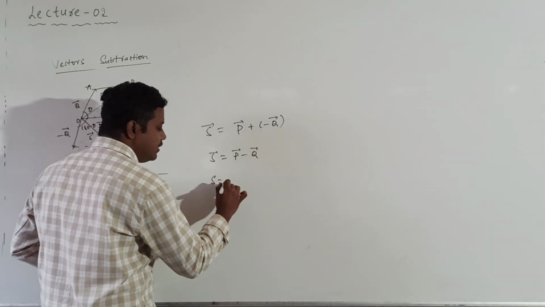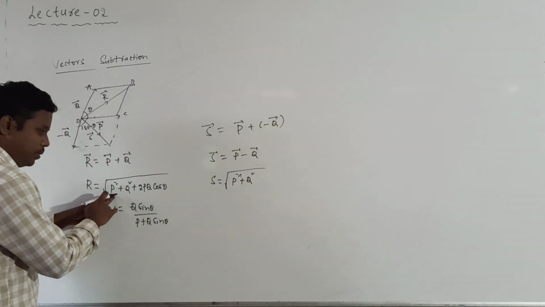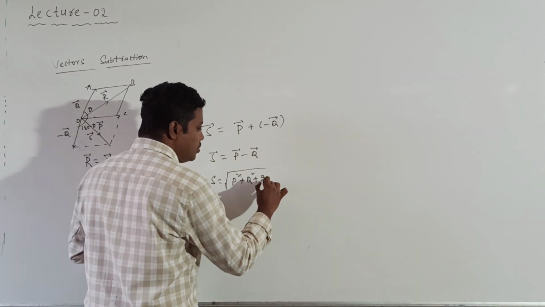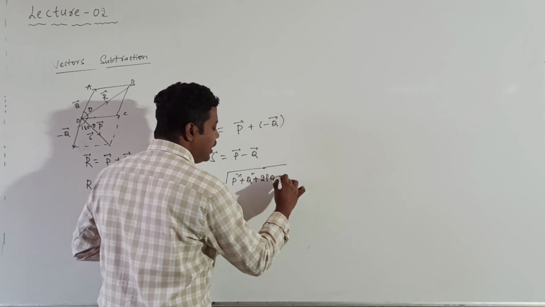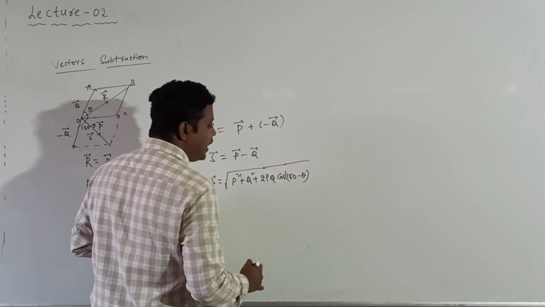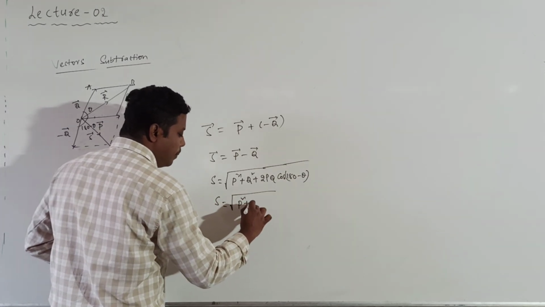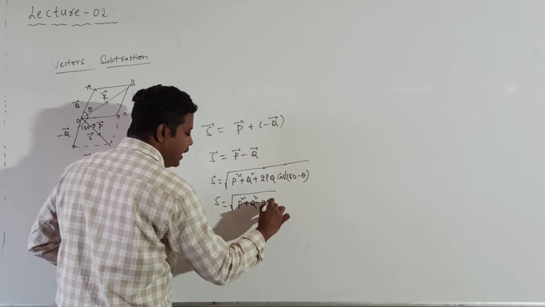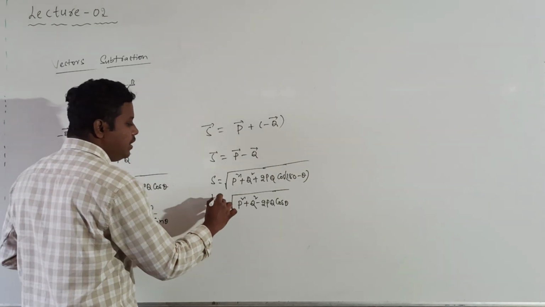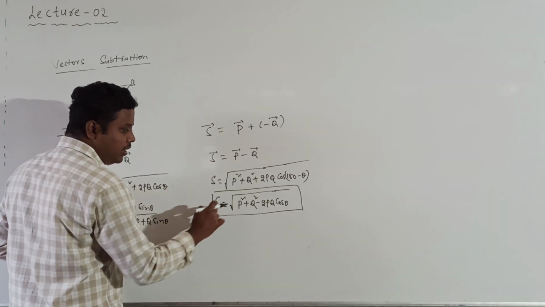The magnitude of S is given by the same formula, substituting 180 minus theta in place of theta. So S is root of p square plus q square plus 2 into p into q into cos of 180 minus theta. Now cos of 180 minus theta is minus cos theta. So S is equal to root of p square plus q square minus 2 into p into q into cos theta. This is the expression for the magnitude of the difference of two vectors, if S bar is equal to p bar minus q bar.